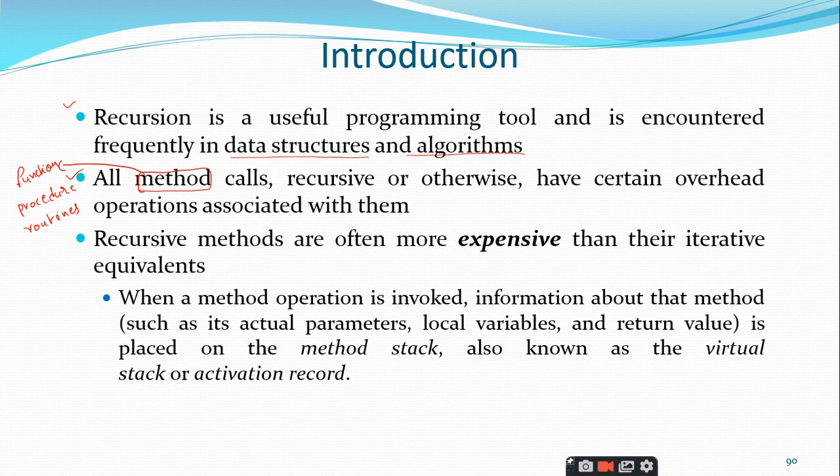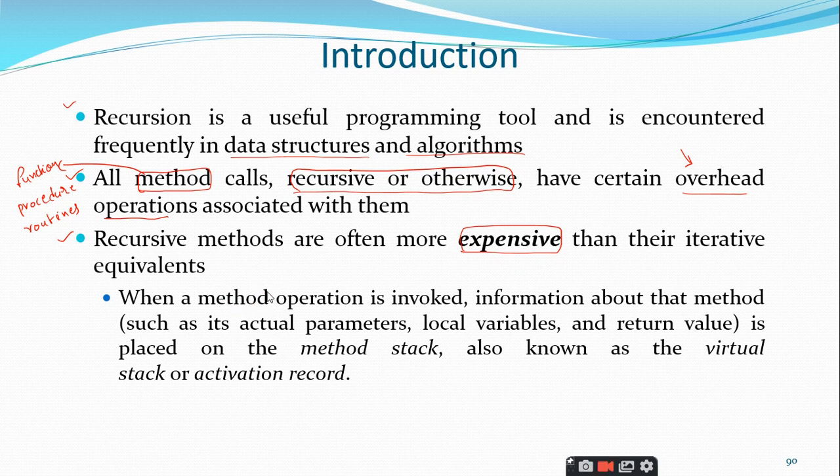So the function calls, recursive or otherwise, any function call you take, whether it is a recursive function call or a function calling another function, like we have seen in the previous example, f1 calling f2 or f1 calling f3, has certain overhead operations associated with it. So any function call will have some disadvantage, in terms of the overhead involved in the function call. I will tell you what this overhead is, at this point only we will discuss. So recursive methods are often more expensive than their iterative equivalents.